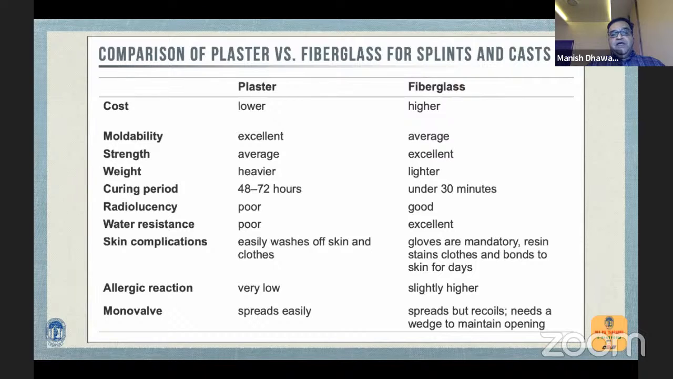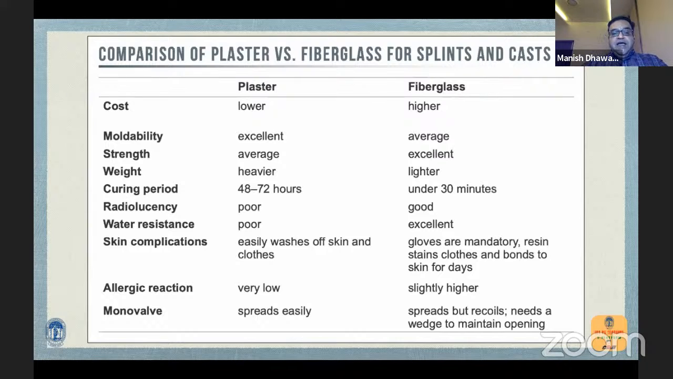Weight of plaster of Paris is heavier and lighter in fiberglass cast. The curing period, 48 to 72 hours, is a high curing period for plaster of Paris. Now, for fiberglass it is under 30 minutes. Radiolucency is poor in plaster of Paris, but it is very good in fiberglass. Fiberglass is water resistant, but plaster of Paris can spoil with water.